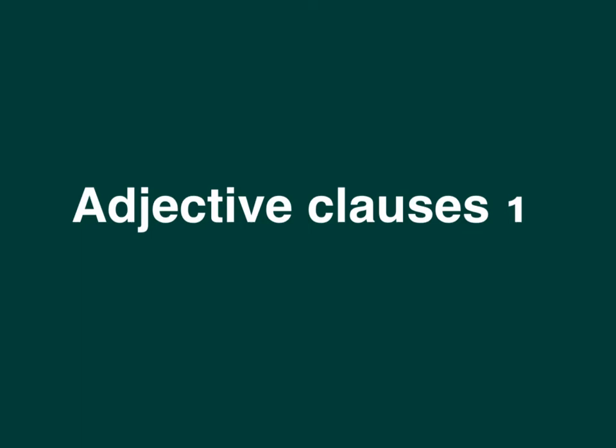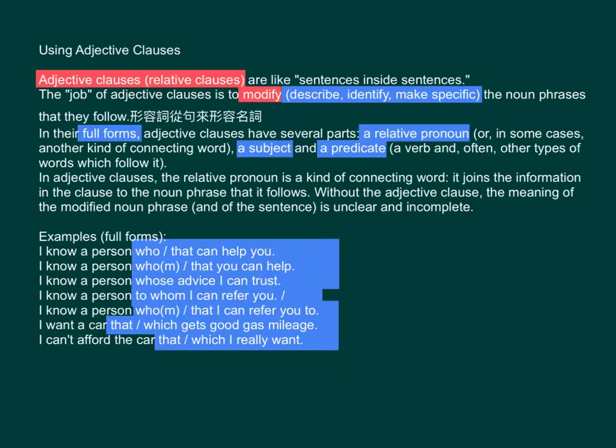Adjective clauses Part 1. 各位同學，當我哋寫作嘅時候，除咗用單詞或者短語嚟形容名詞之外，其實仲可以用從句嚟形容名詞嘅。咁嗰啲從句我哋就稱之為形容詞從句啦，即係我哋跟住學嘅 adjective clause。Using adjective clauses.